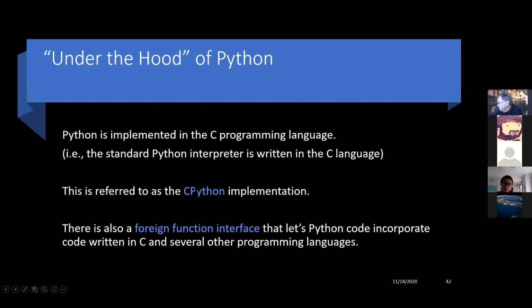So a little bit more under the hood of Python. We said it's implemented in the C programming language. So the standard Python interpreter is written in C, which means that certain things in Python can run pretty efficiently because some of it's implemented in C. This standard interpreter is called the CPython implementation.